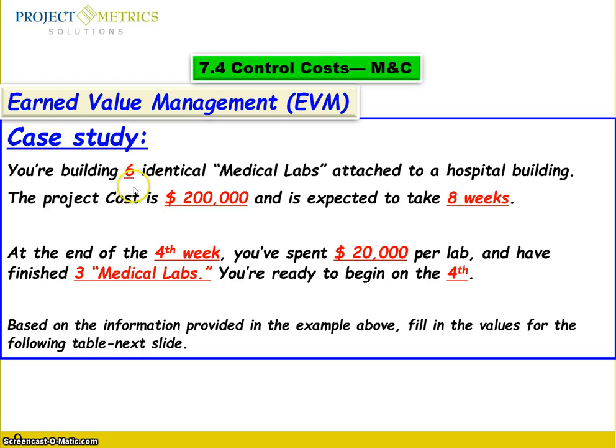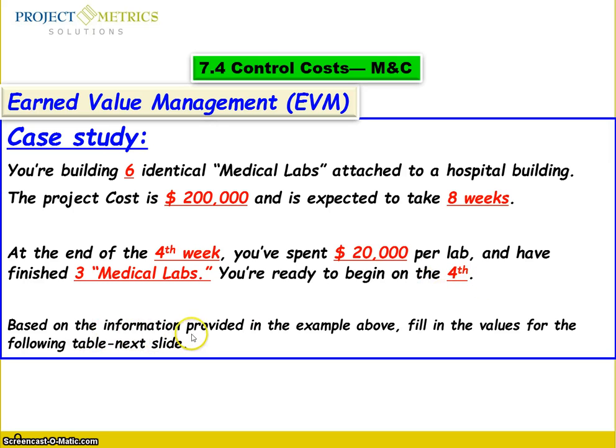You are building 6 identical medical labs attached to a hospital building. Your project costs 200,000 and is expected to take 8 weeks. So you have the budget at completion here and they give you the duration. At the end of the fourth week, you have spent 20,000 per lab. So it means the cost of a lab is 20,000 and you have finished 3 medical labs. You are ready to begin on the fourth lab.